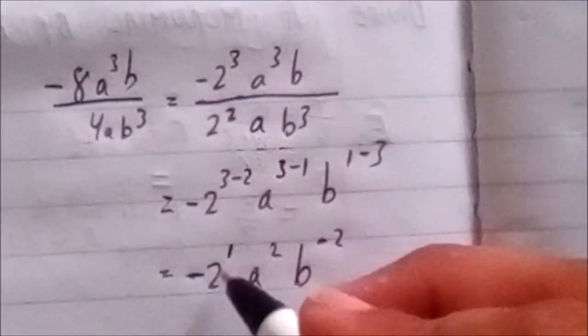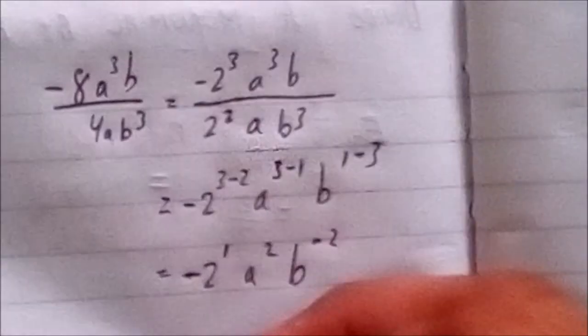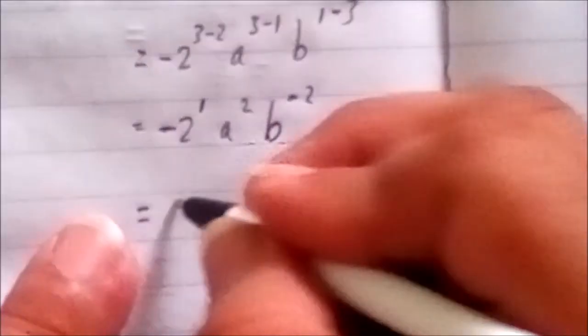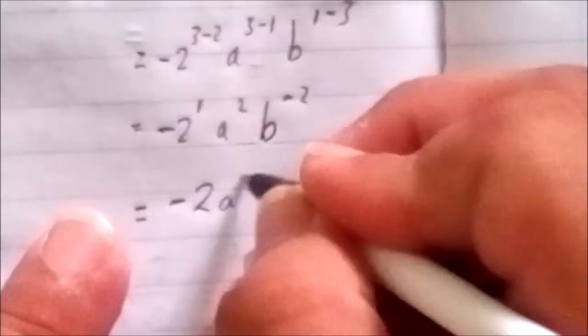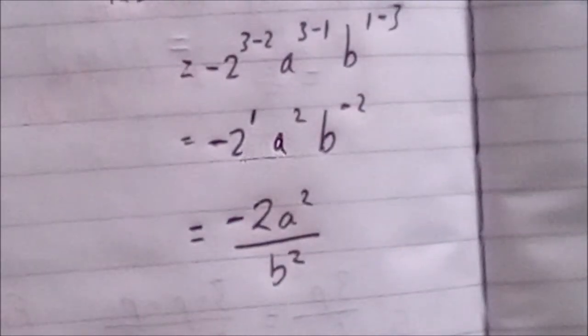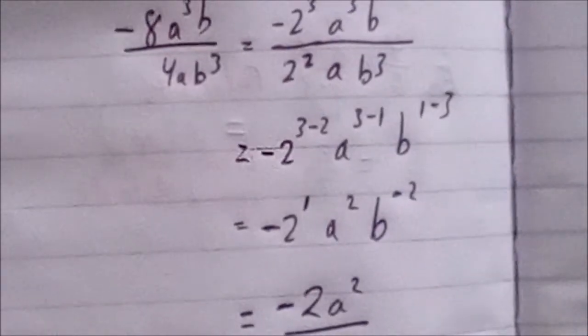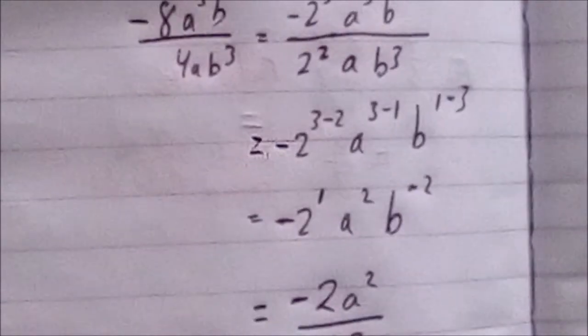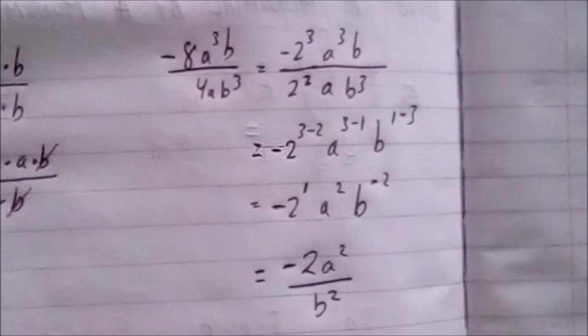Okay, so this simply means that this is negative 2. We end up with negative 2a squared over b squared. So this is by exponents. Okay, so let's look at it carefully. We'll zoom in a little bit.